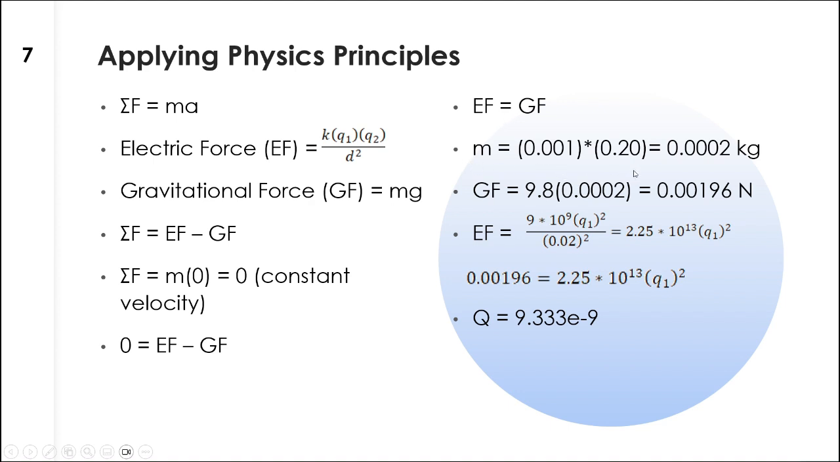Our mass is density times length, and then we multiply that by the acceleration due to gravity constant to get our gravitational force. And then our electric force, because Q1 and Q2 are equal, the charges on both tapes are equal, we know that kq1q2 over d squared is just kq1 squared over d squared, and we already know k and d, so electric force equals some constant times q1 squared. So setting these two, EF and GF, equal to each other, we can solve for Q1 pretty easily. Just divide 0.00196 by this constant, 2.25e13, and then square root that to get our value.